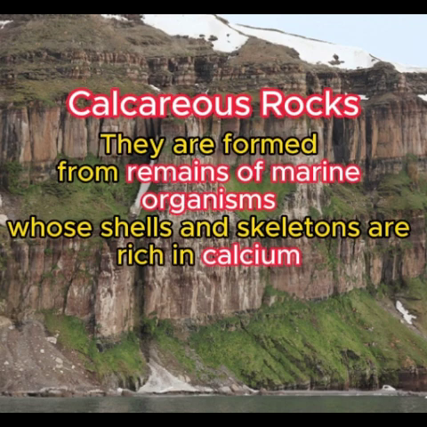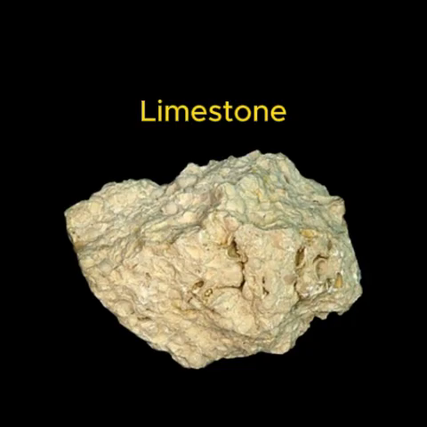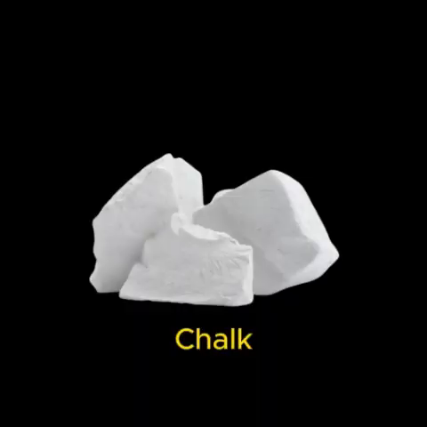Calcareous rocks are formed from remains of marine organisms, whose shells and skeletons are rich in calcium. Examples of calcareous rocks include limestone, coral rocks, and chalk.